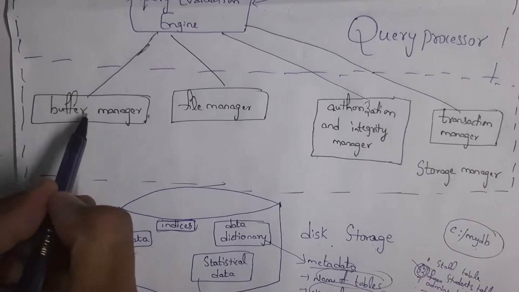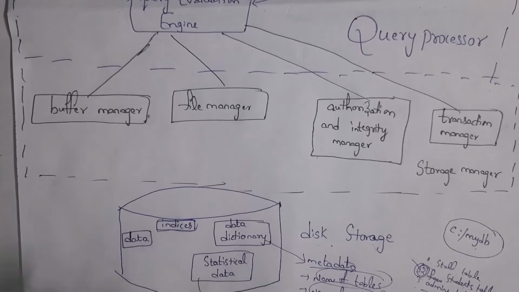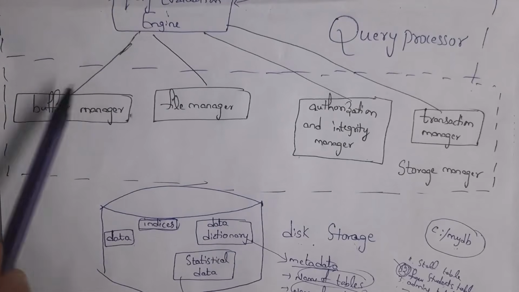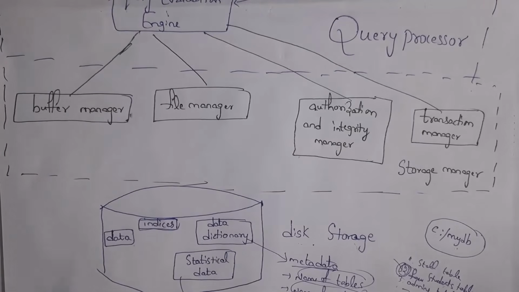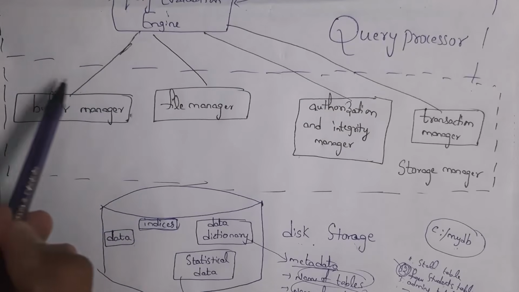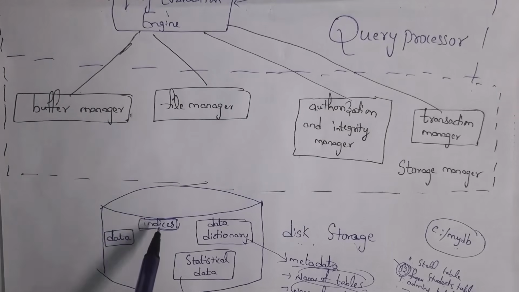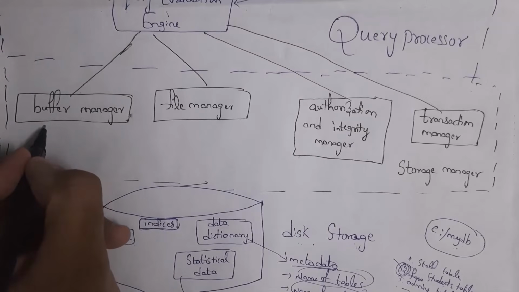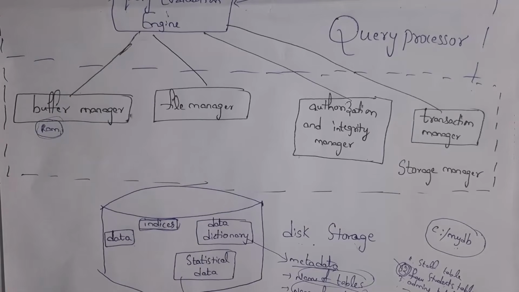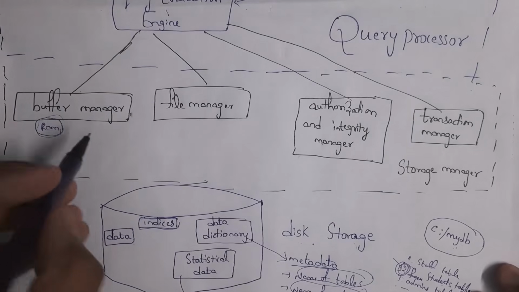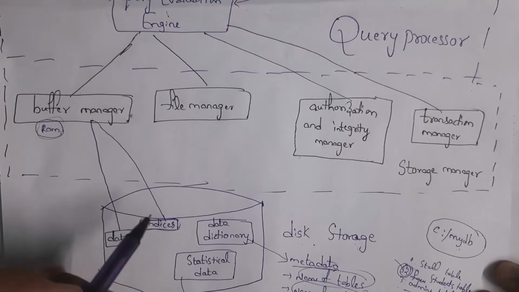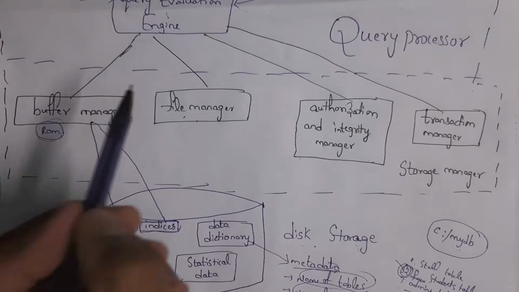First one is buffer manager. Normally my data is stored in the hard disk. Whenever a user sends a request, sometimes some data must be stored in RAM for faster access. So what this buffer manager will do is, whenever a user sends a request, it will collect information from the hard disk and store it in RAM in order to give faster response to users. This is the use of buffer manager. In order to collect information, this buffer manager is connected to the data as well as indices. Next one is file manager.